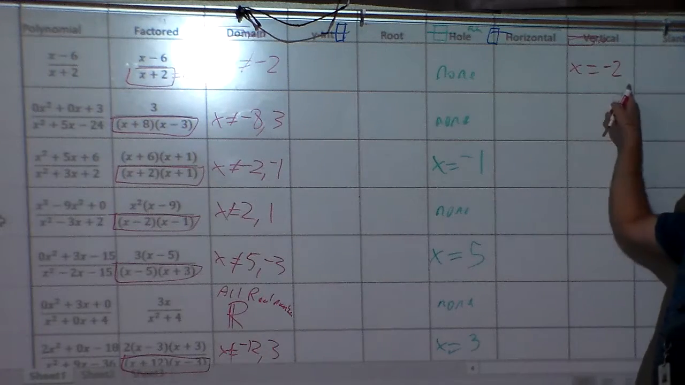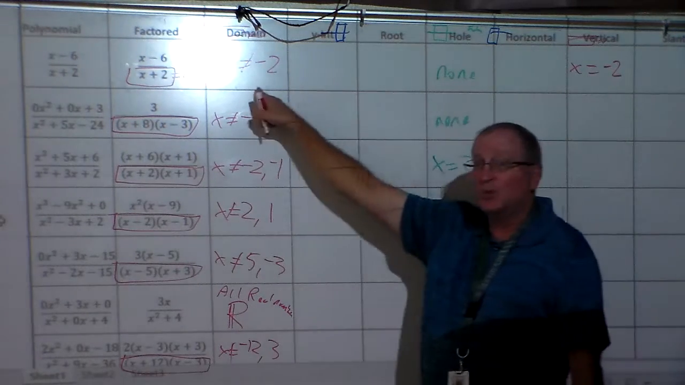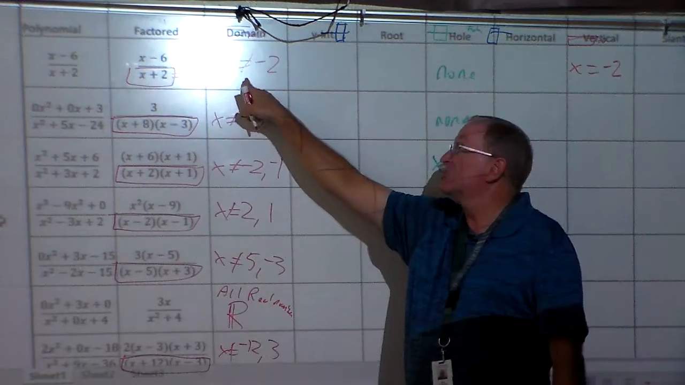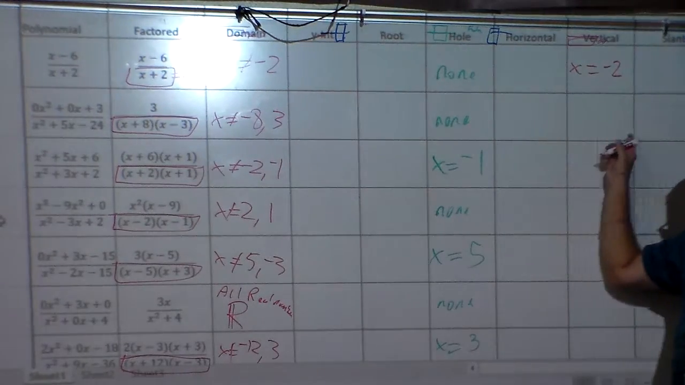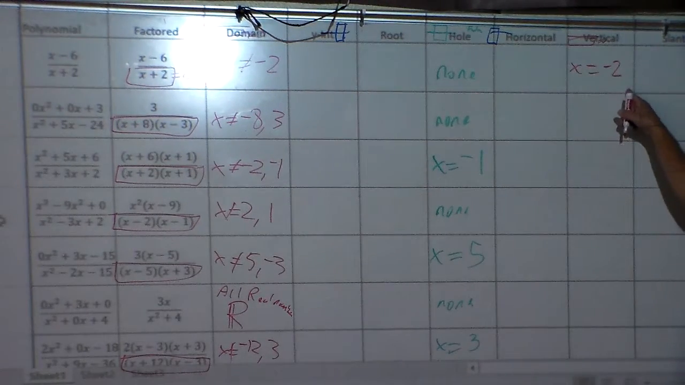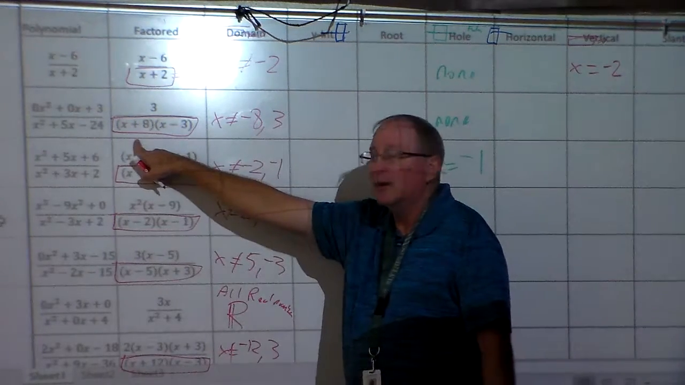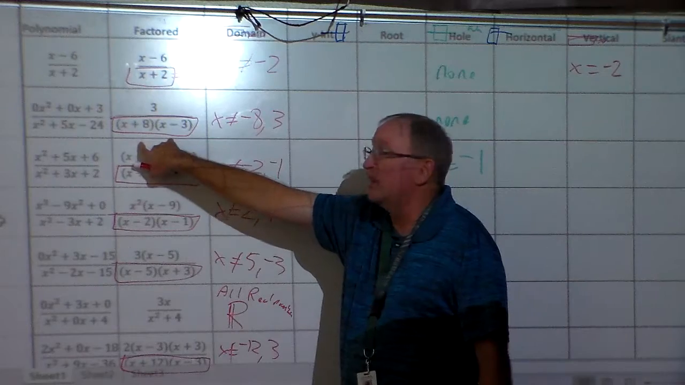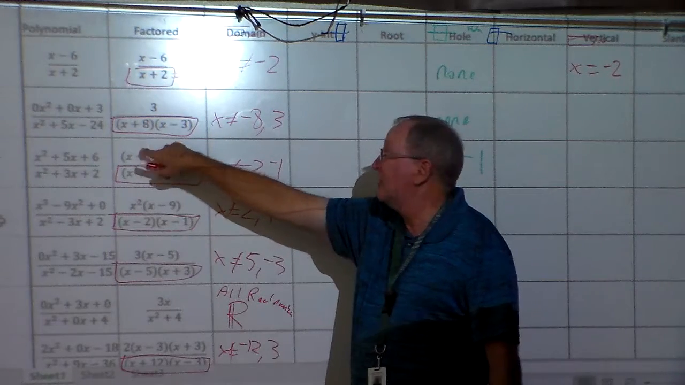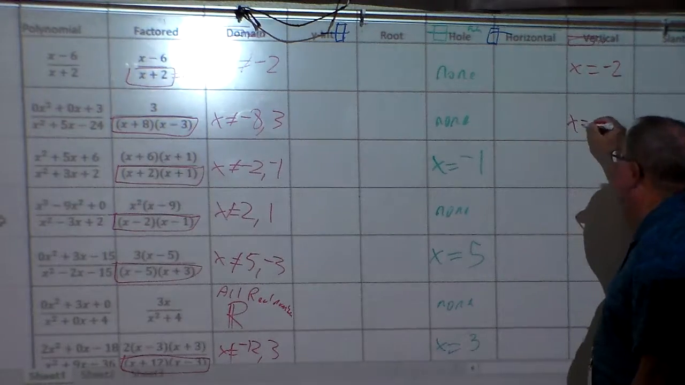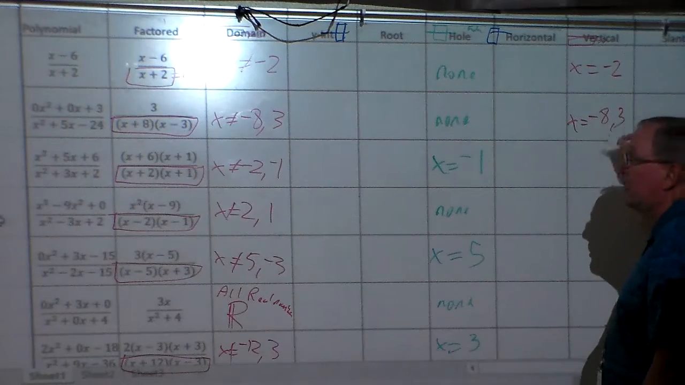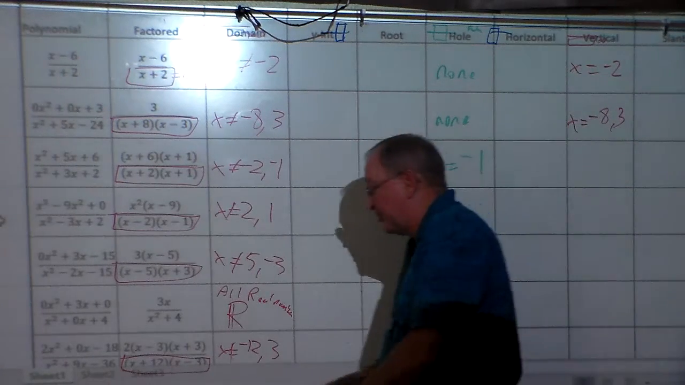And if you'll notice, the only difference between this one and this one right now is that this one's not equal and this one is equal to -2. All right? Now when I come to this one, notice I have not one answer, but what? Two what? Asymptotes. It'll be x equals what? -8 and +3.